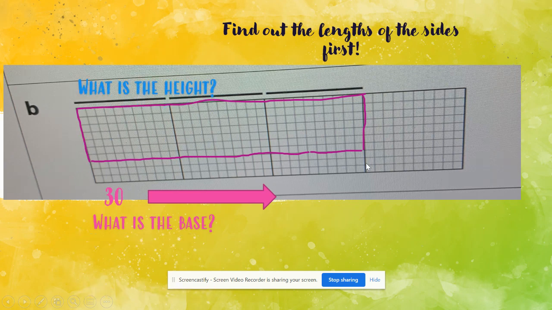So what is the height? Here we can count each of the squares one by one. So that is 1, 2, 3, 4, 5, 6, 7. So our answer is 7. Or I could have done, since I know this whole section is 10, because this is a 10 by 10 grid, 10 minus 3, which would be 7. Or I could just count each square by themselves, okay?